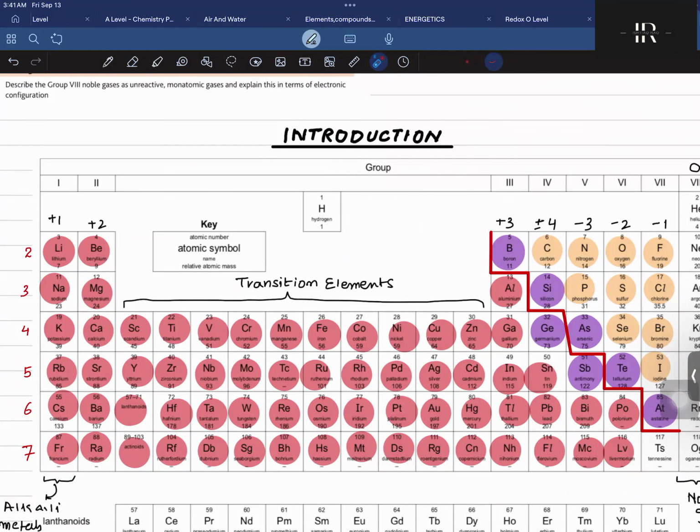So this is the characteristic of a period. Just like the group number tells you the total number of outer electrons, the period number tells you the total number of shells, basically.